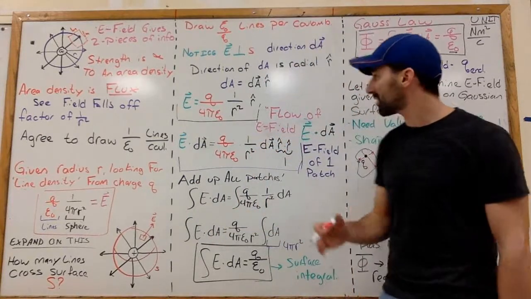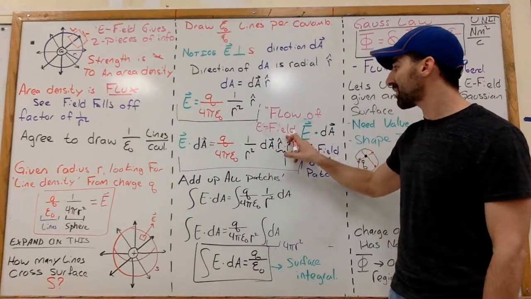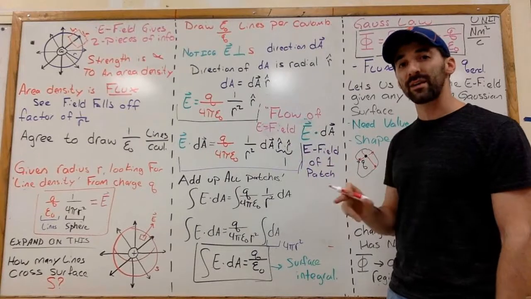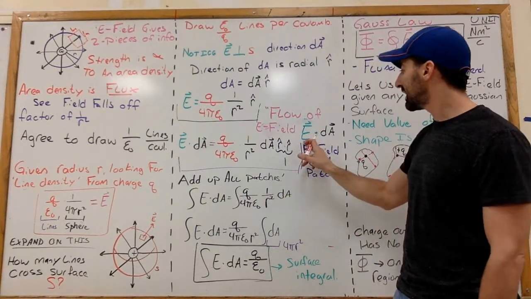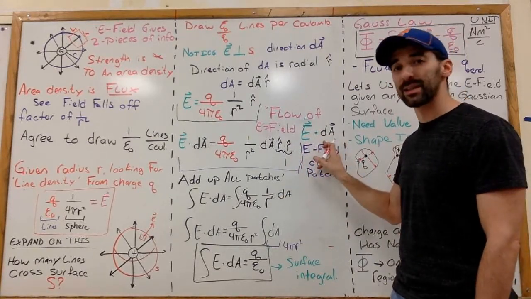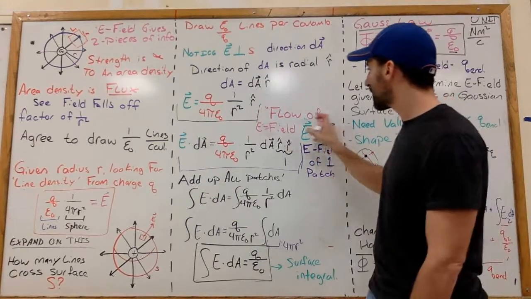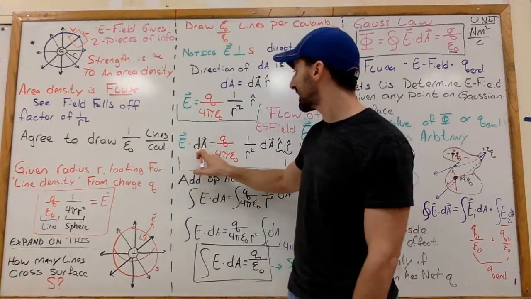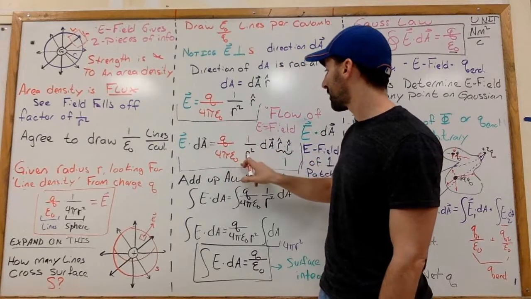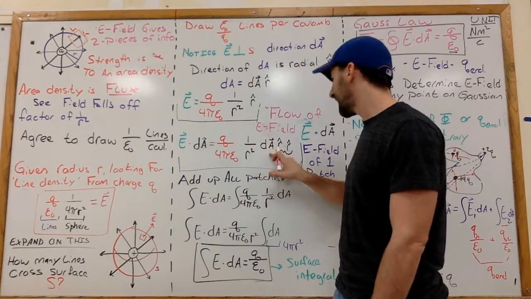That's why we talked about flow rate. So I'm going to talk about my flow of the electric field. I know for any vector, I can do that with a dot product. E dot dA, that's the flow of my electric field. So now I'm going to plug that into my equation, E dot dA. E is Q over 4 pi epsilon naught, 1 over r squared, dot dA.